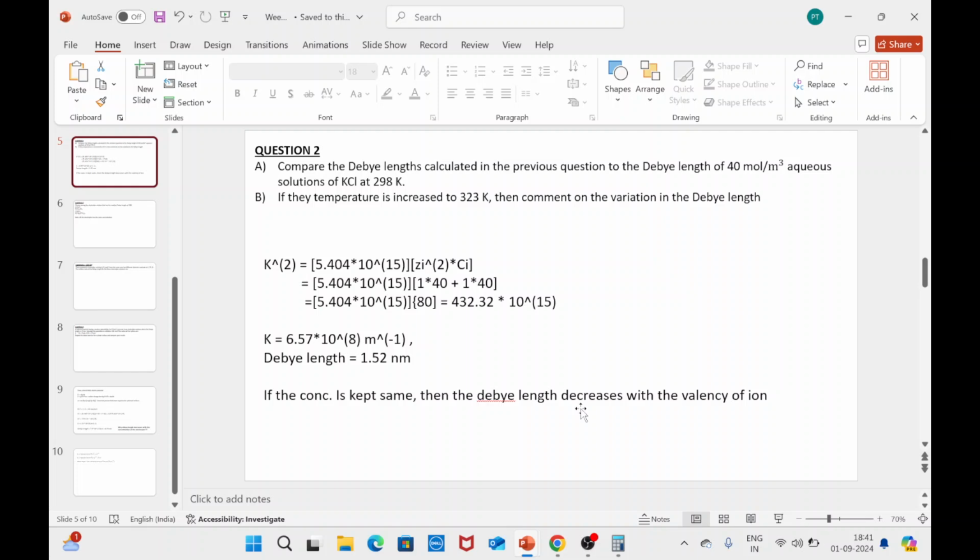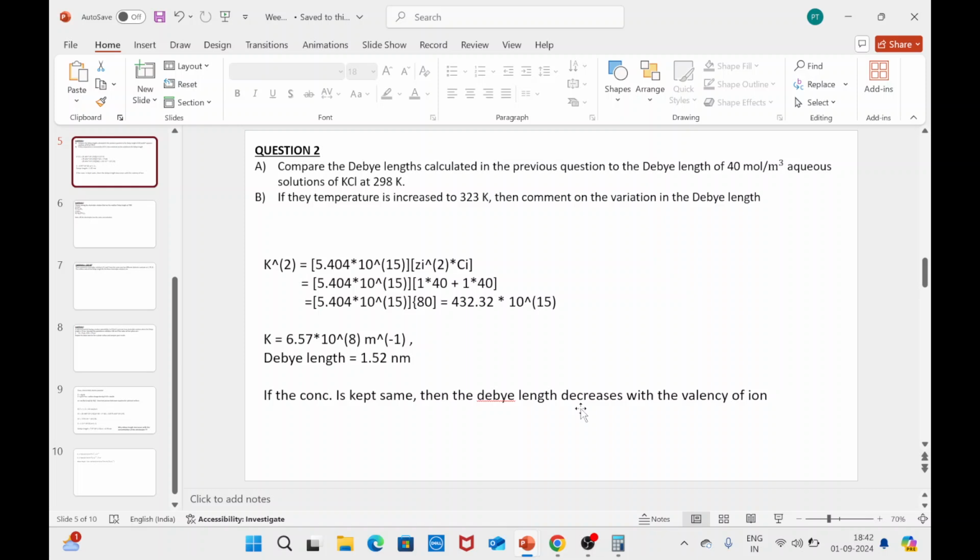Since the valency of the ion is greater, it can compensate the charge easily. That is the reason the electrical double layer is thin, which is not the case for a singly valent ion. So that compensation of the charge of the surface determines the thickness of the double layer, and that is determined by the valence of the ions. So this is about the calculation of Debye length and its variation with the valency of the ion.